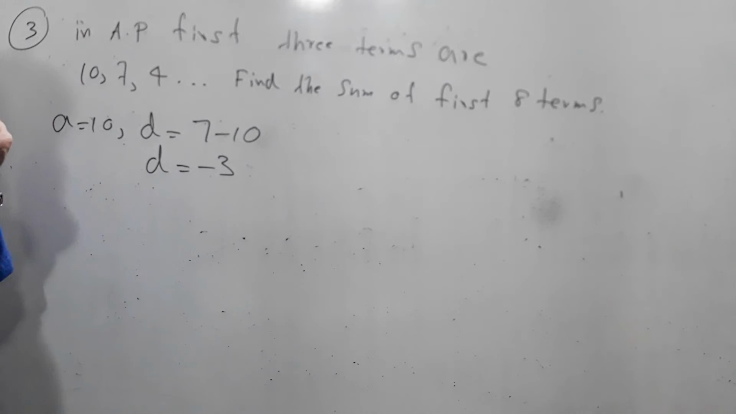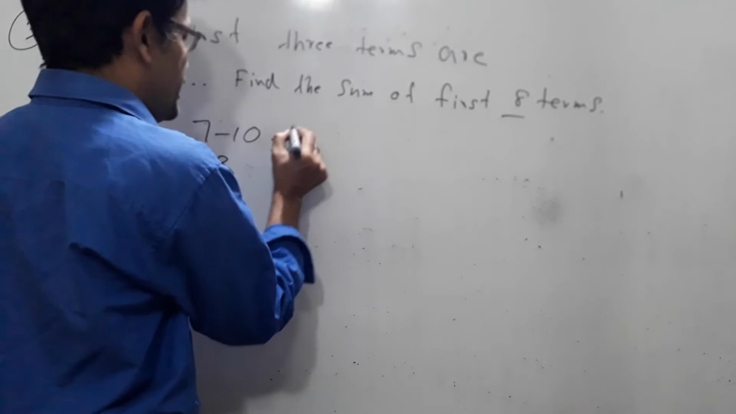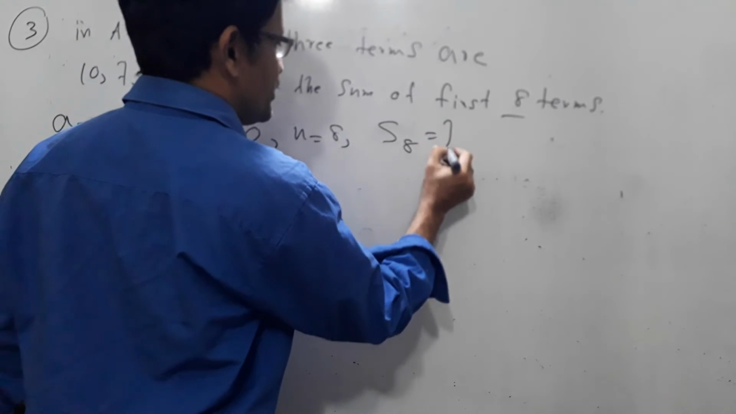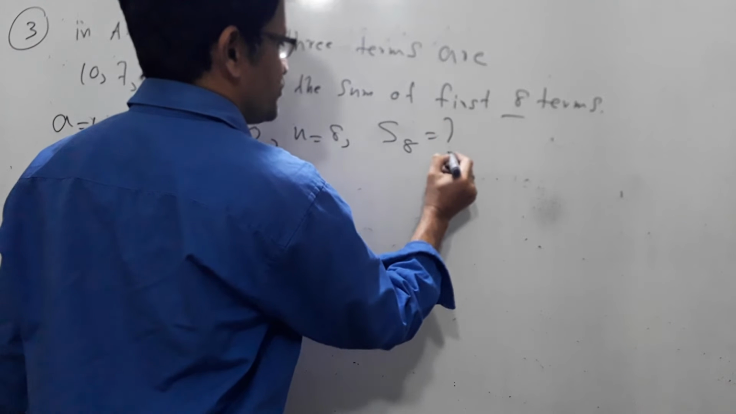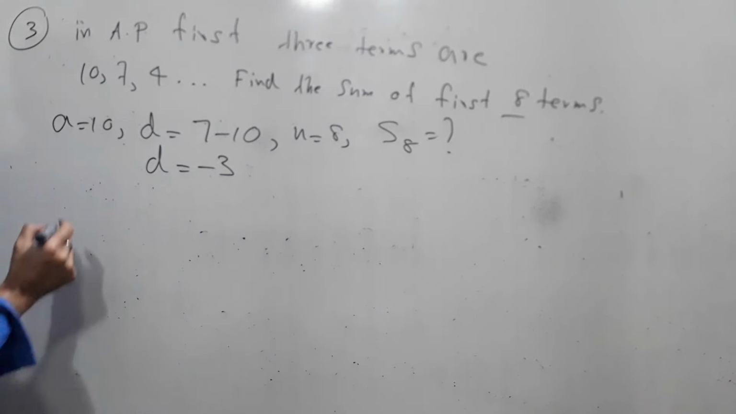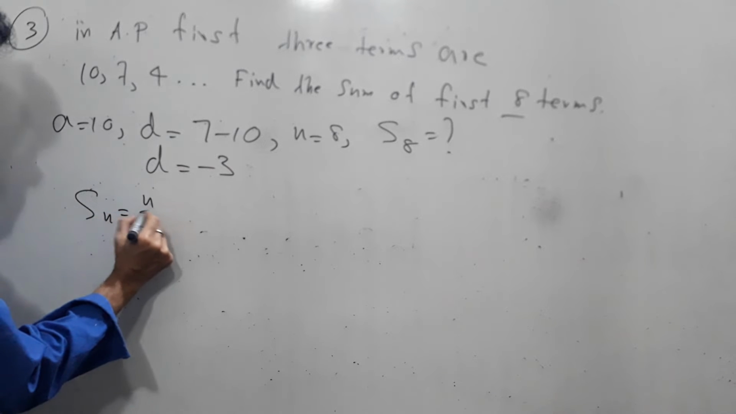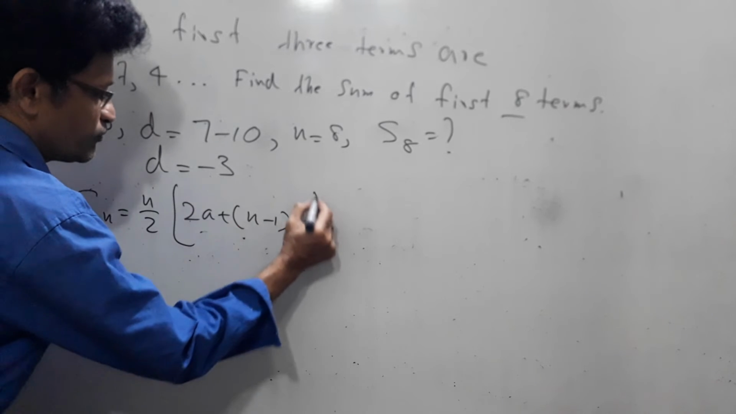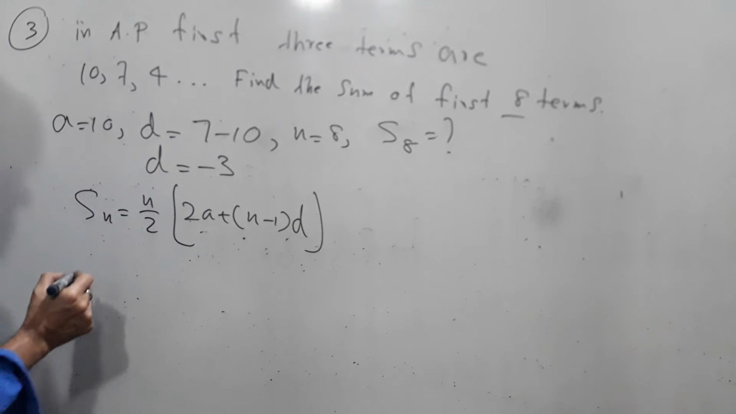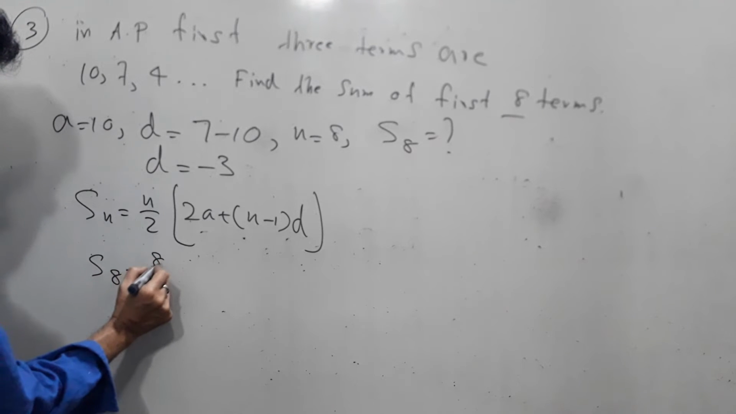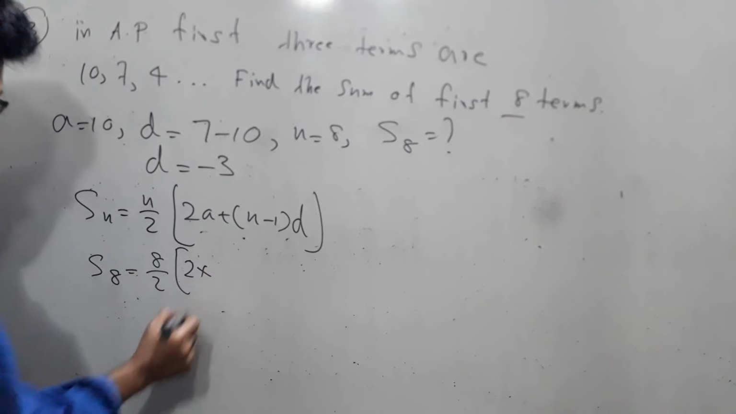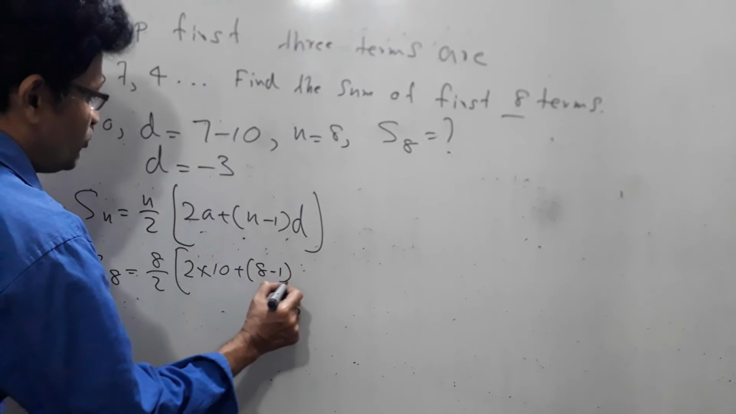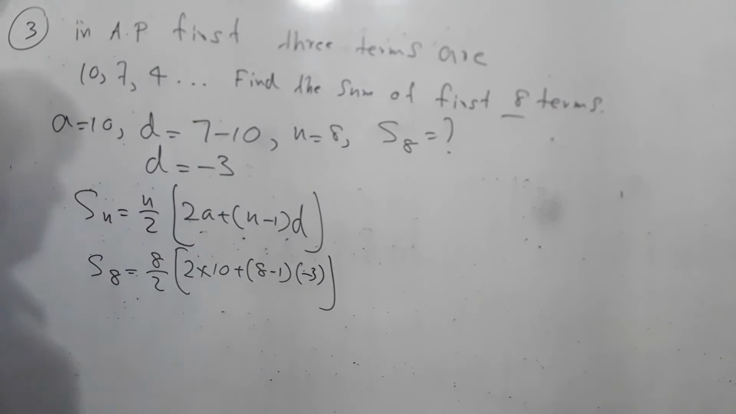Then find the sum of the first 8 terms. That means n equals 8. They are asking for S8. For the sum of n terms, the formula is Sn equals n over 2 into 2a plus (n minus 1)d. Then S8 equals 8 over 2 into 2 into a, which is 10, plus (8 minus 1) into d, which is minus 3.